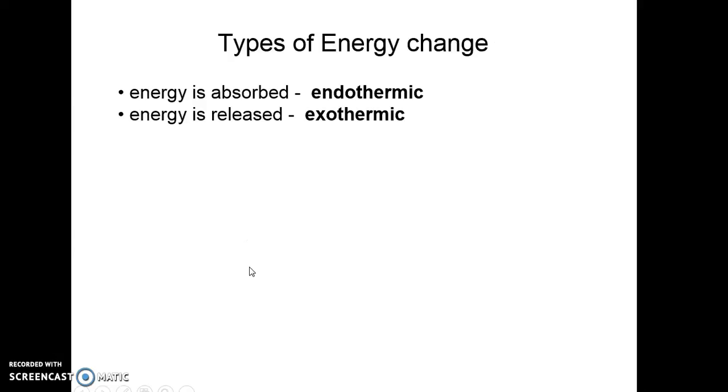There are two types of energy changes, and they occur in both phase changes and chemical changes. When energy is absorbed by a molecule, it's called an endothermic reaction, and it can either be in a phase change or a chemical change. Energy released is called exothermic.